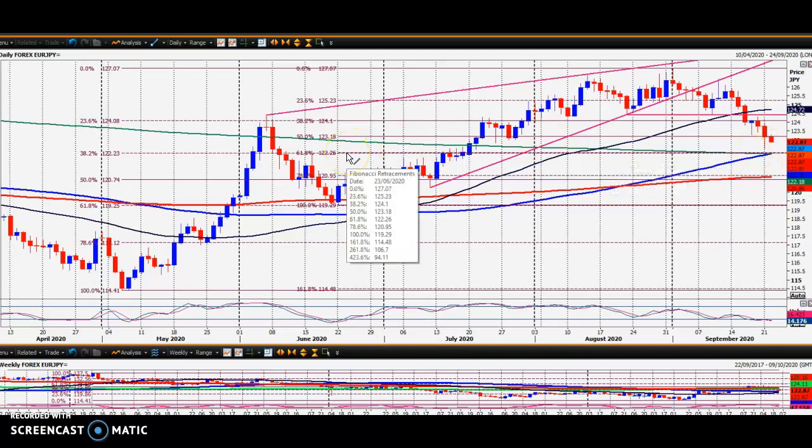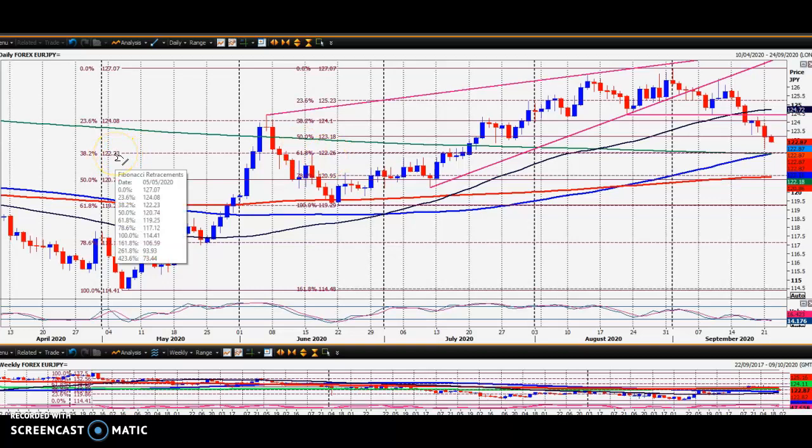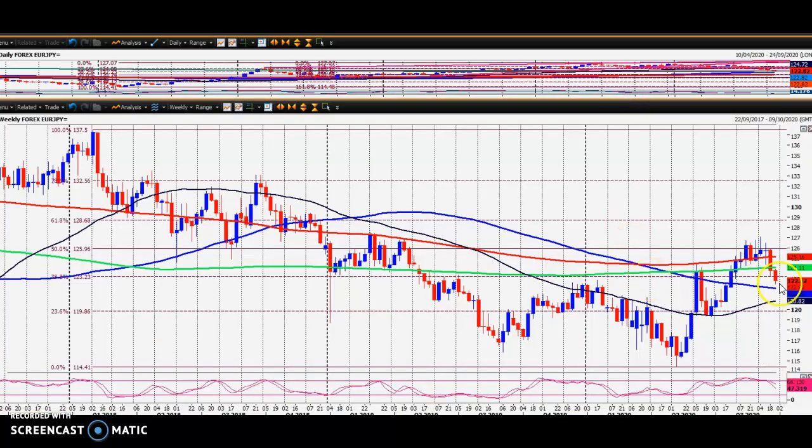Big support level around 122.30, 122.20. We've got 500-day, 100-day moving averages there, and overlapping confluence, if you like, of Fibonacci support there. So that's the big one for today. If we do continue lower, it's got to be worth trying along there.